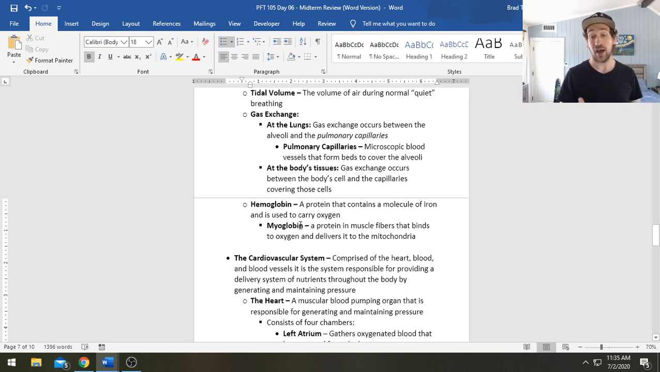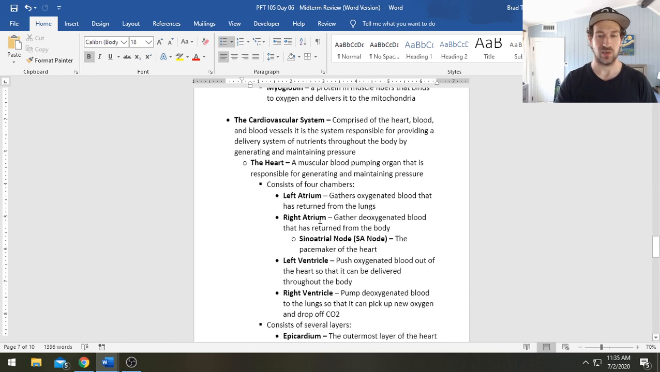Now you also have myoglobin, which is located in your muscle cells. And myoglobin is a protein that binds oxygen and delivers it to the mitochondria. So if we imagine a red blood cell picking up an oxygen molecule at the lungs and then it travels to whatever tissue it's going to, it's attached to the red blood cell thanks to hemoglobin. But then hemoglobin is going to pass it off to myoglobin to allow myoglobin to deliver it to the mitochondria of that tissue. And that's basically what's happening in our respiratory system.